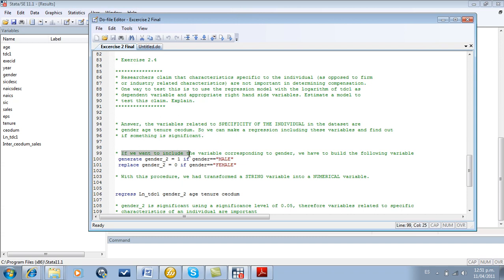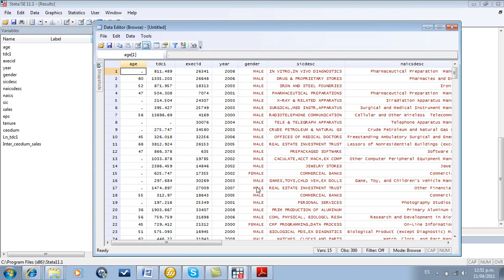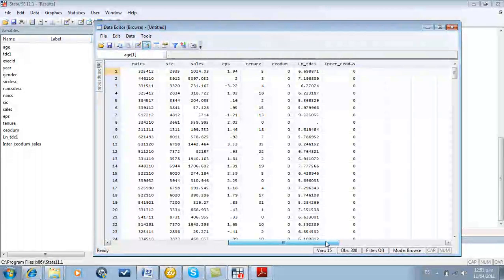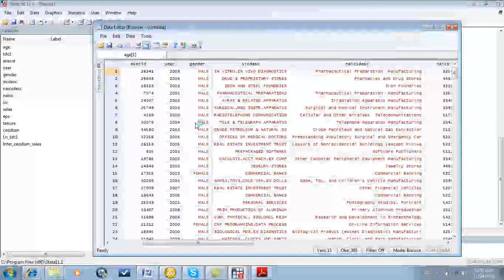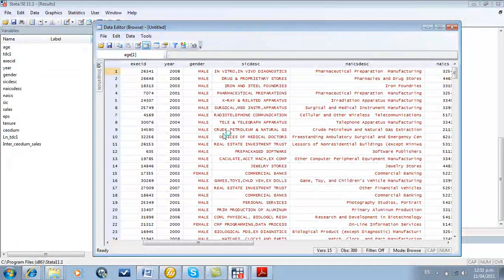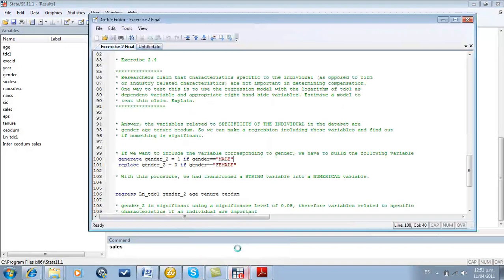If you want to include the variable corresponding to gender, we have to build the following variable. This is because in our dataset at the beginning, we had gender as a string variable, and we need a numerical variable to use it in Stata, to use the dummy variable. Okay, perfect. Continue. So we have to use these commands over here.